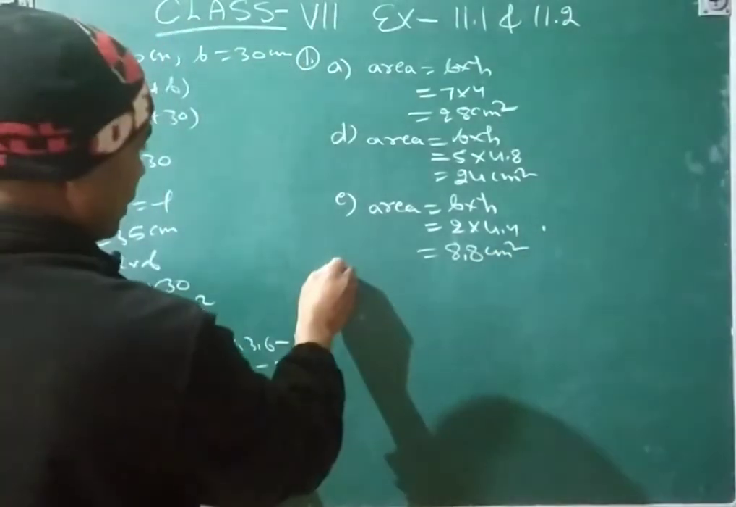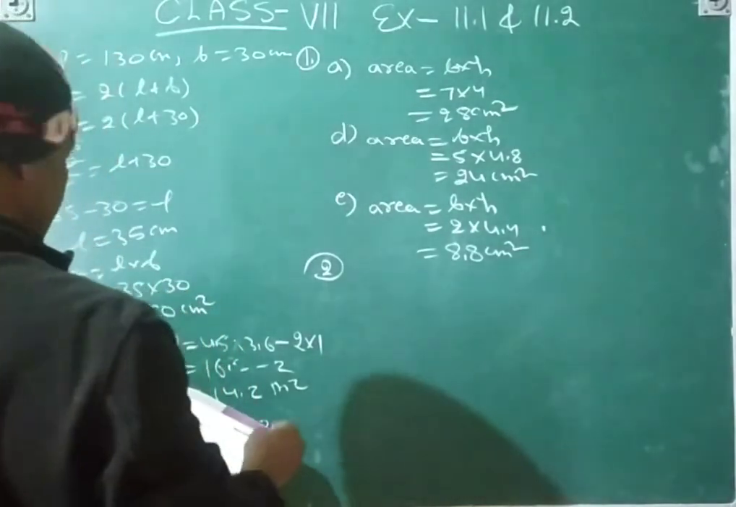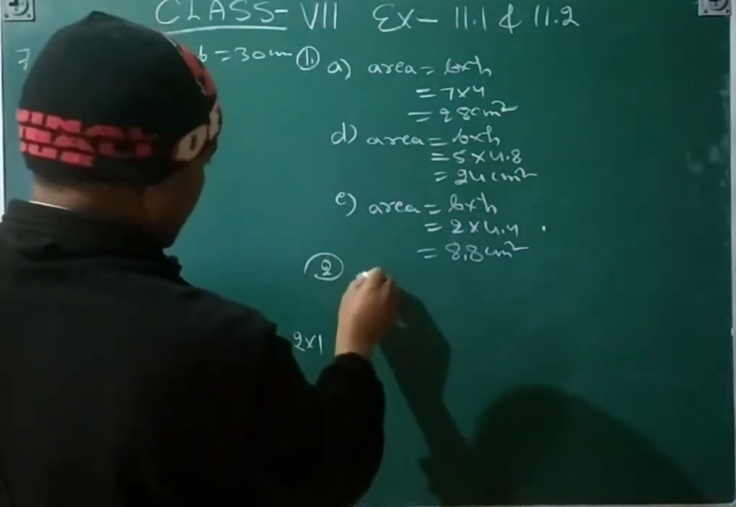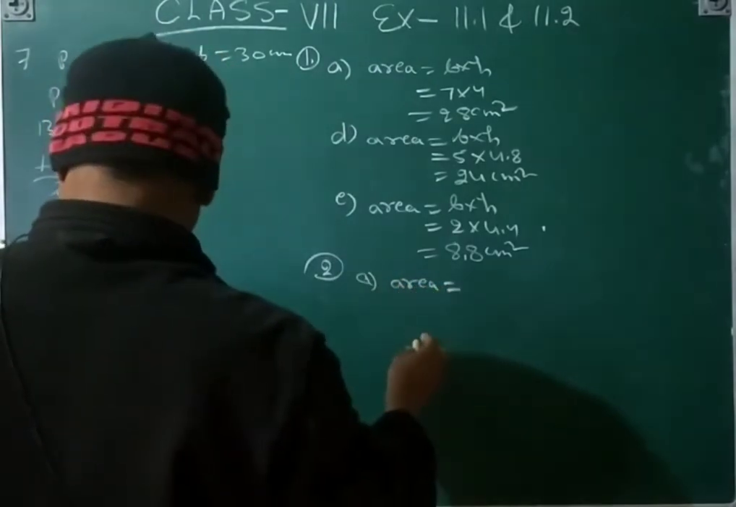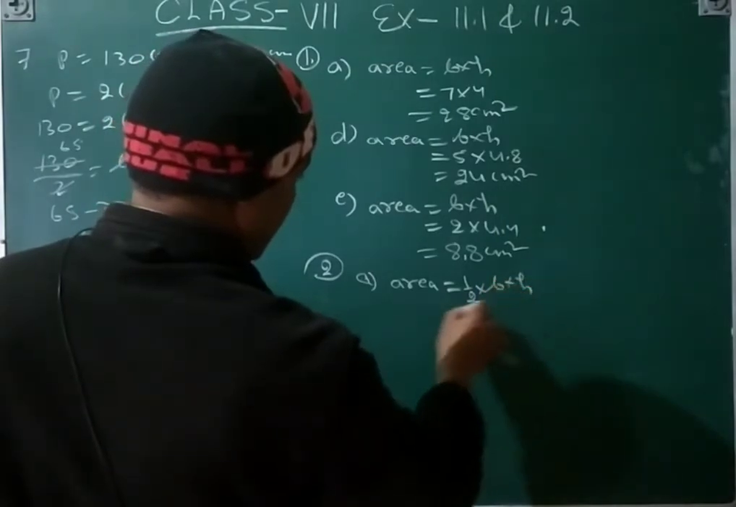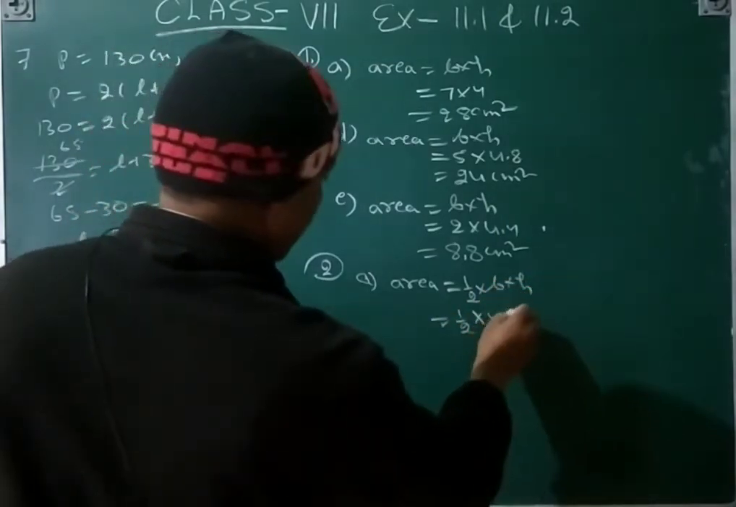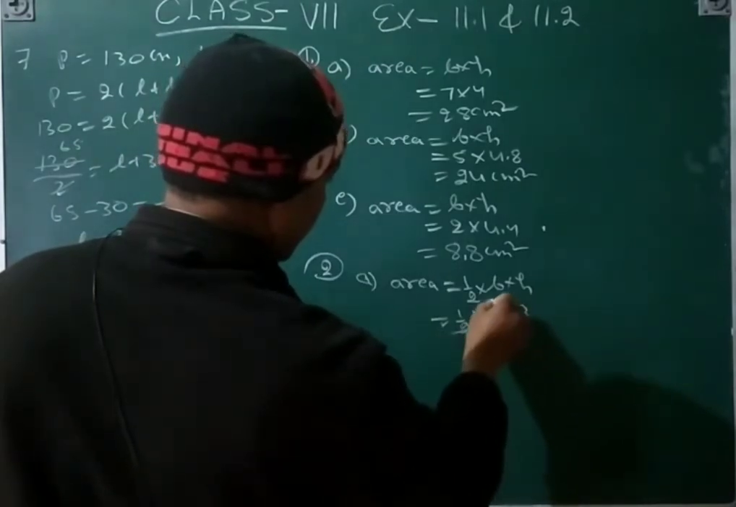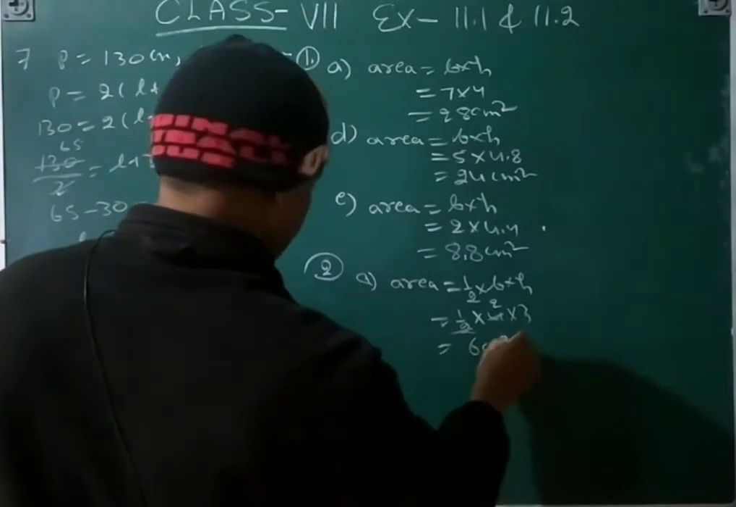And then second question, find the area of triangle. We know that area of triangle is equal to 1/2 into base into height. So 1/2 into base, which is given 4, and height is 3. 2 2 ja 4, so that is 6 centimeter square.